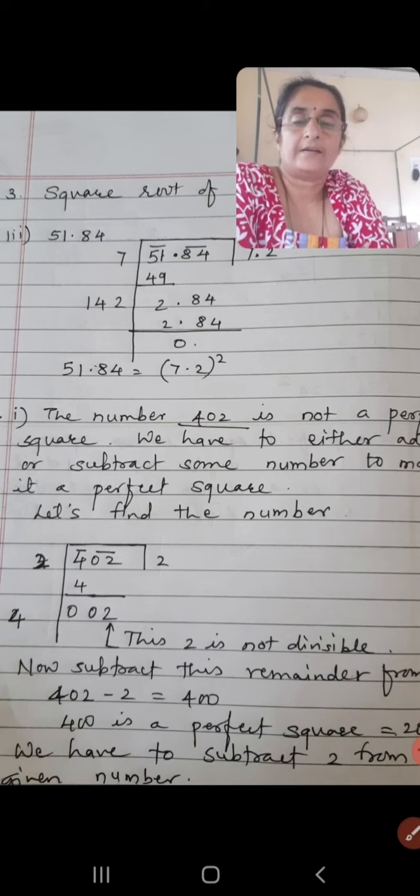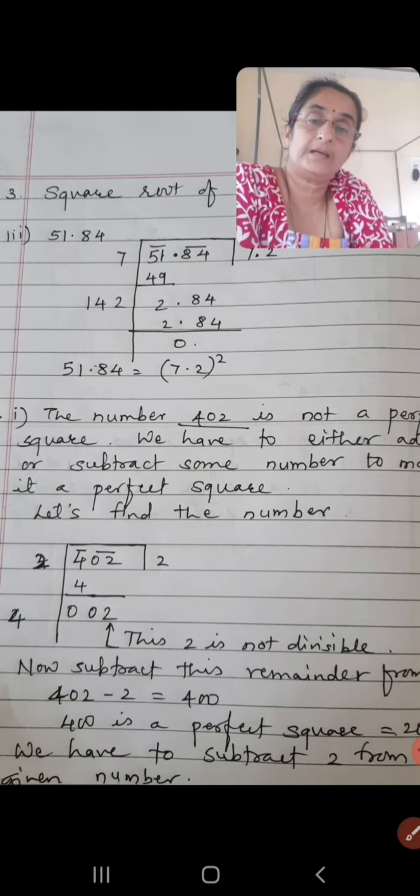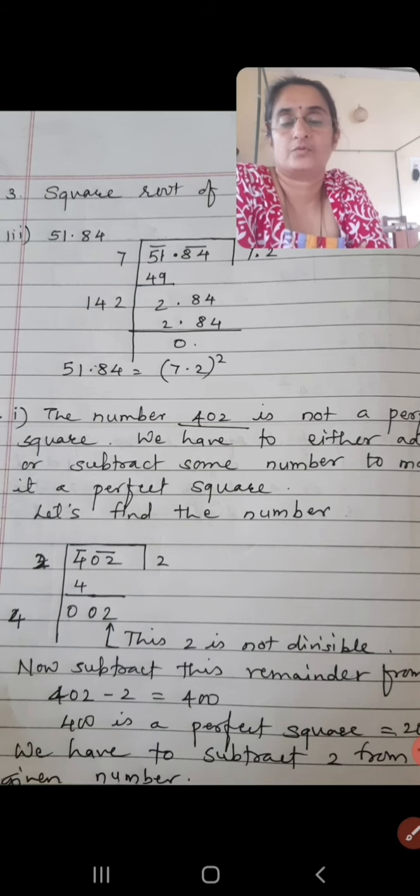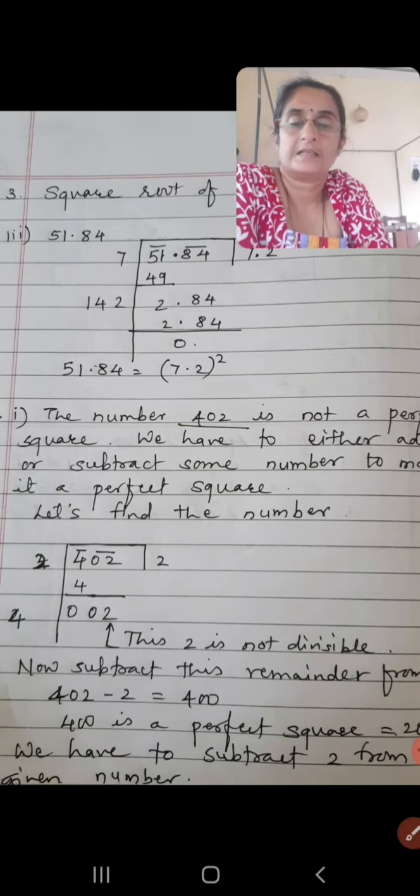2's double I have written, 4, to the left hand side. But is 2 divisible? No, this 2 is not divisible. So that is extra now. 2 is not divisible because if you multiply 4, you will get a bigger number than 2. So you can't divide it. So that 2 you have to subtract from the given number. So 402 minus 2 if you do, that will be 400, and that is the perfect square of 20.